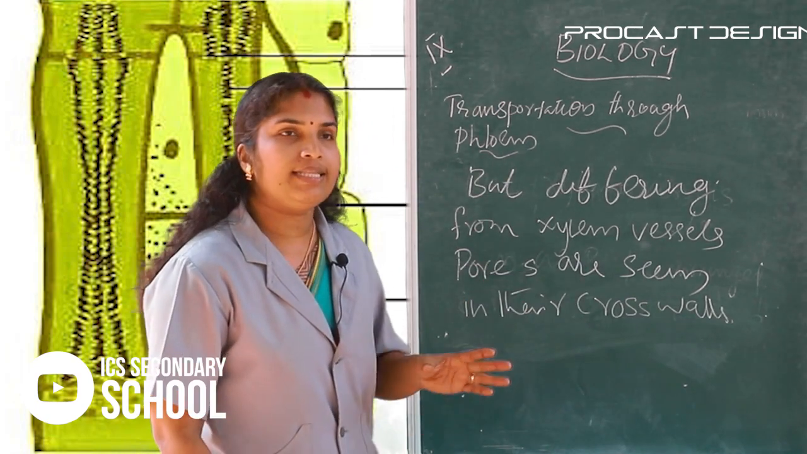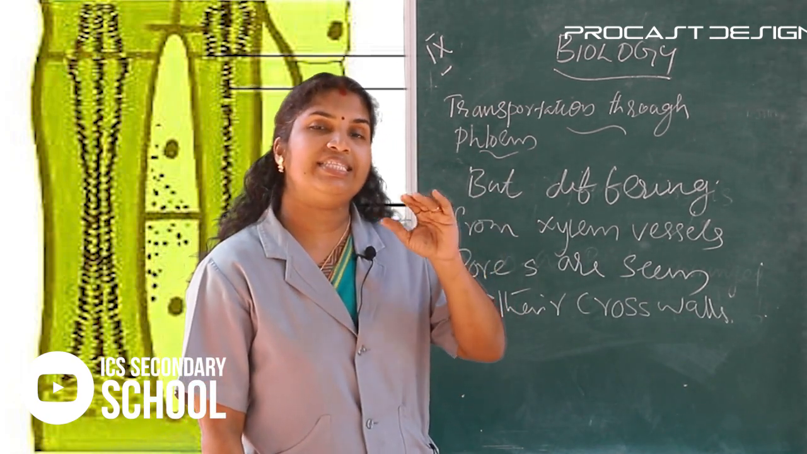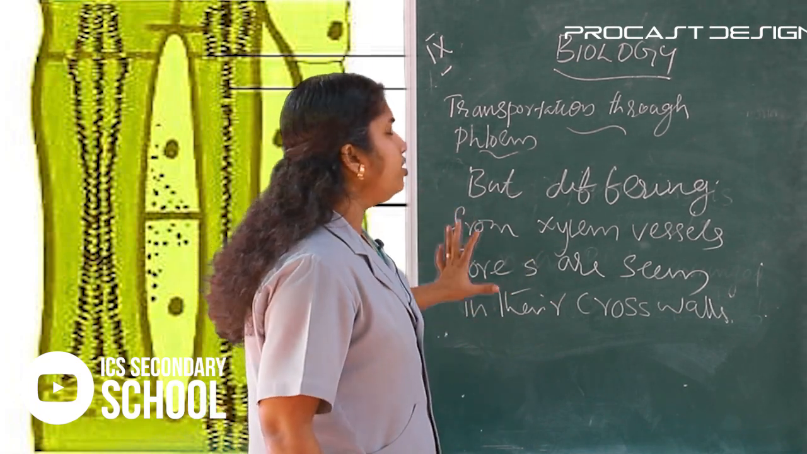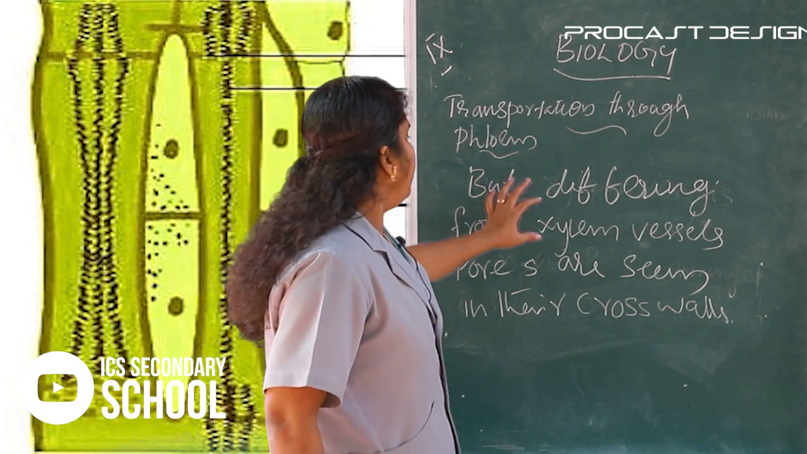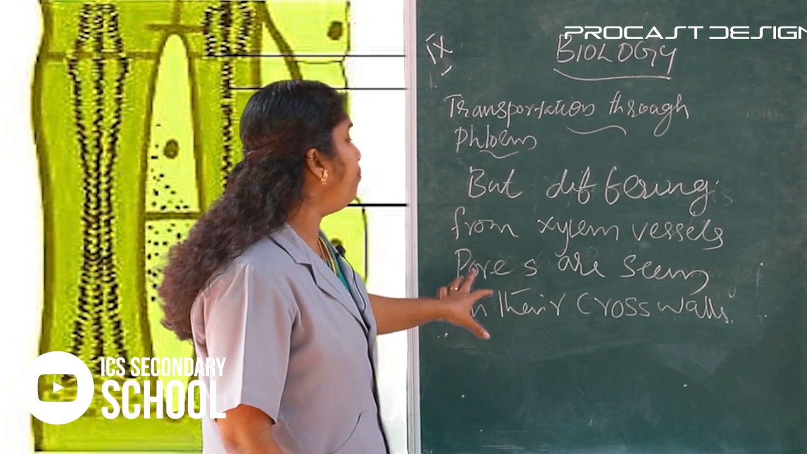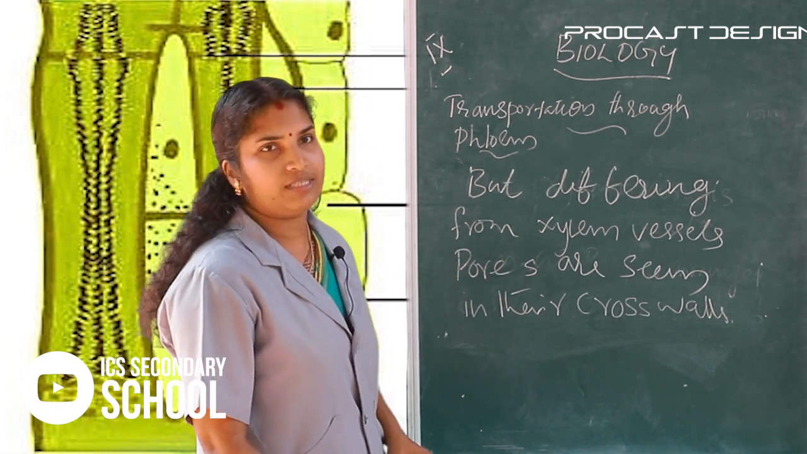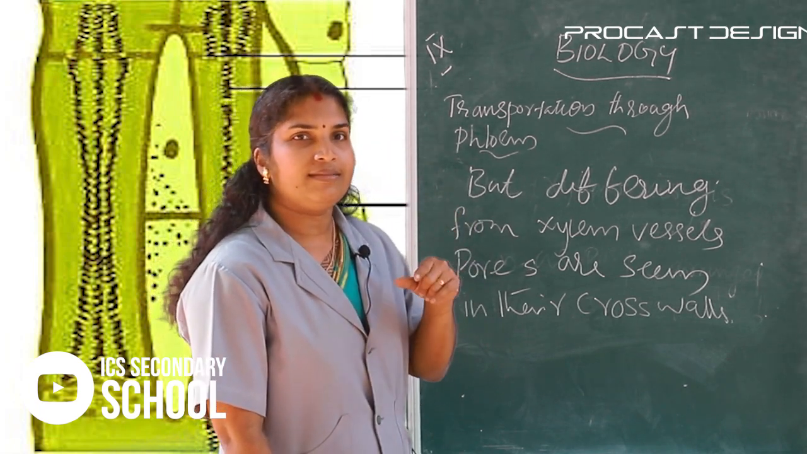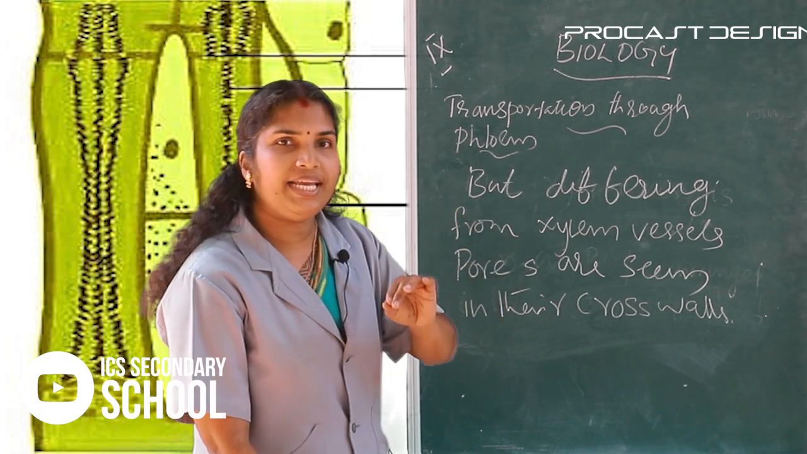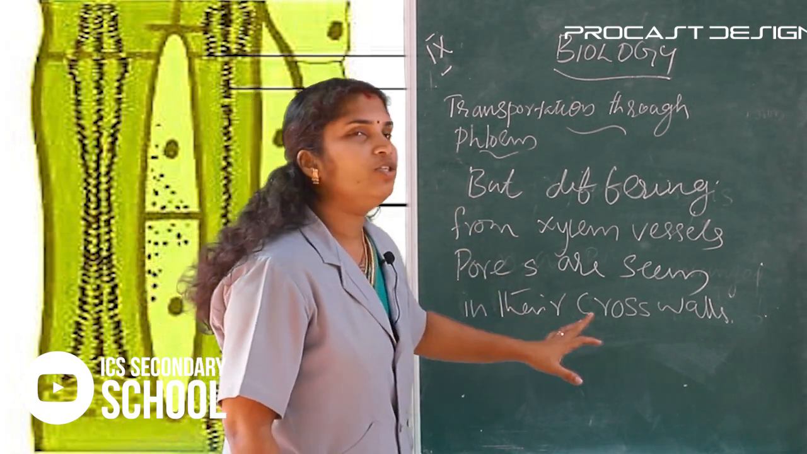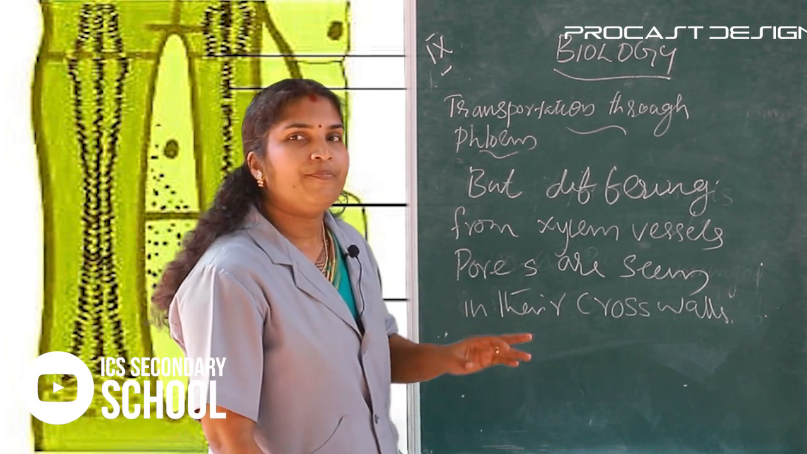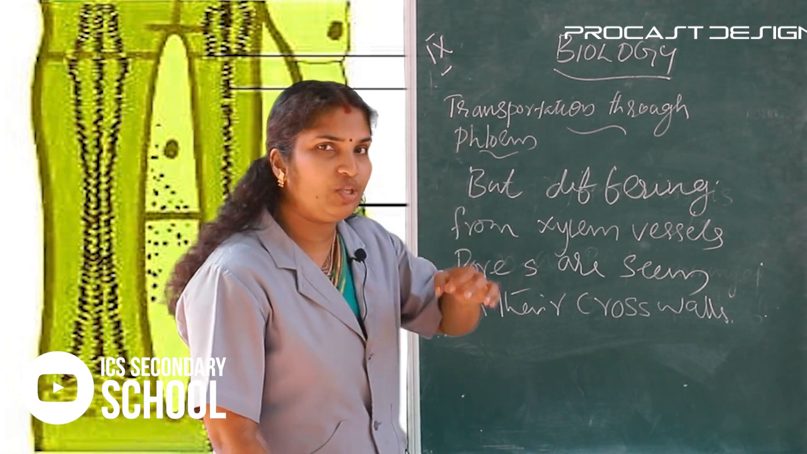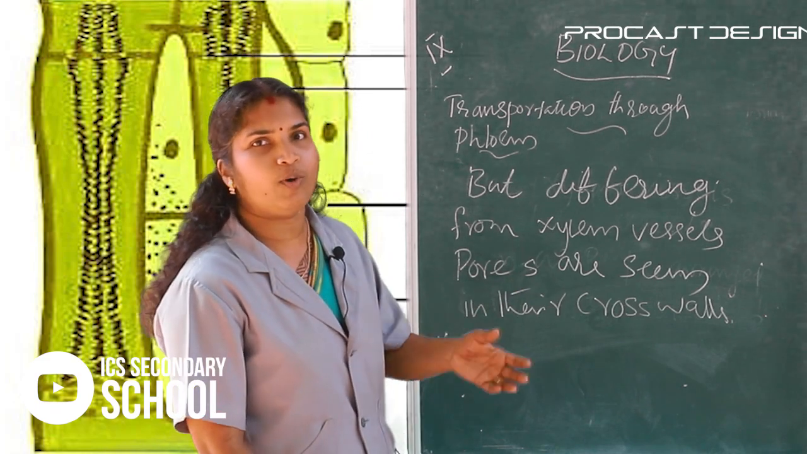In xylem vessels, the cross walls between two vessels are disintegrated, but in the phloem sieve tubes, differing from xylem vessels, pores are seen in the cross walls. Small openings are seen in the cross walls of the phloem, because the food, in the form of sucrose, passes through these small pores.